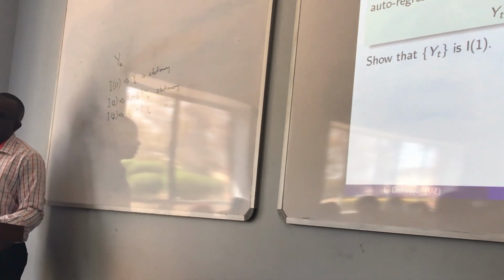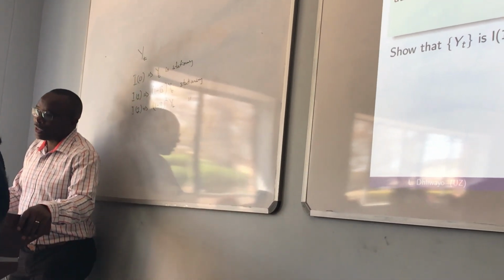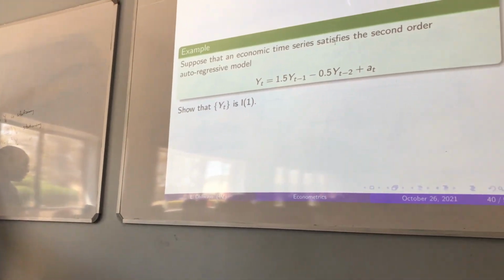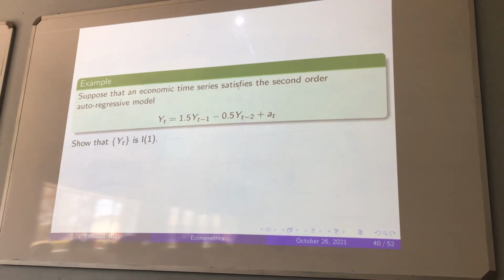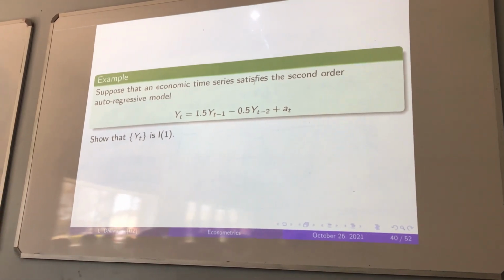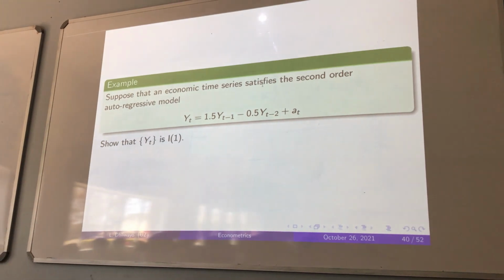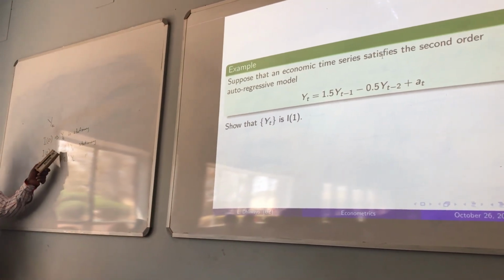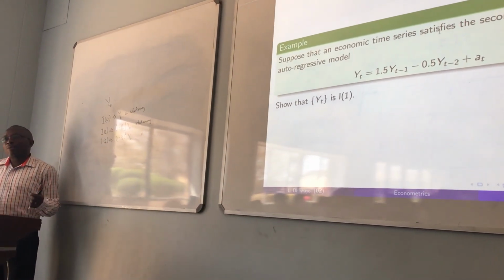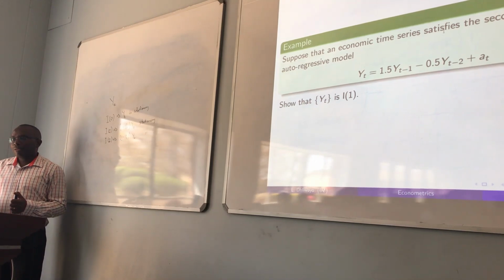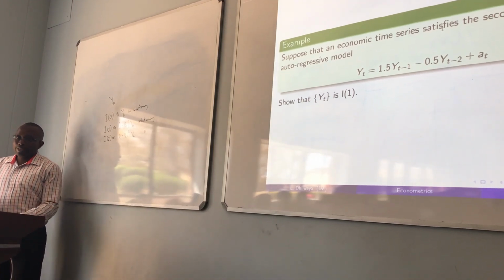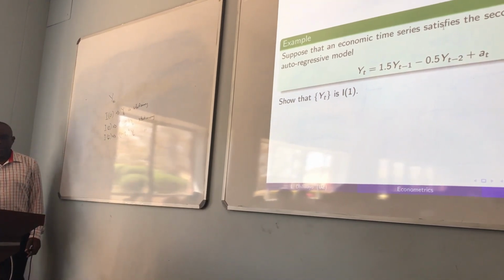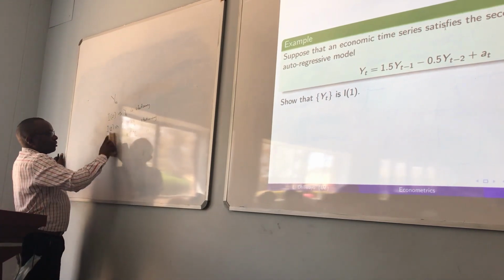Okay. So now suppose an economic time series satisfies the second order autoregressive model. Yt is equal to 1.5 Yt minus 1 minus 0.5 Yt minus 2 plus At. Show that Yt is I(1). That means we have to difference it once, then check whether it's stationary or not. You still remember how to do this? I still remember giving questions like this in time series. Can you do it?